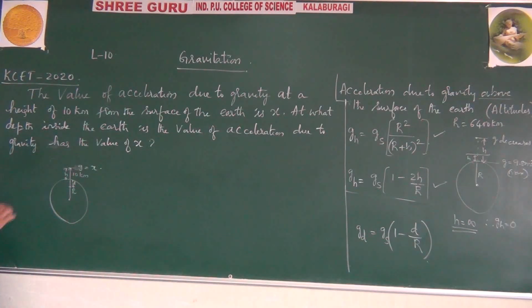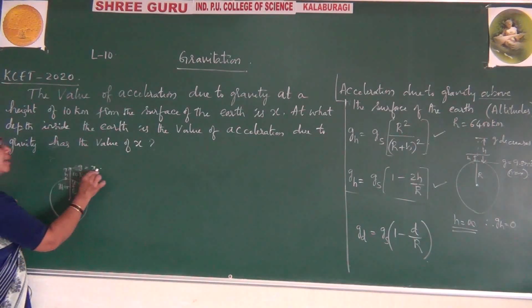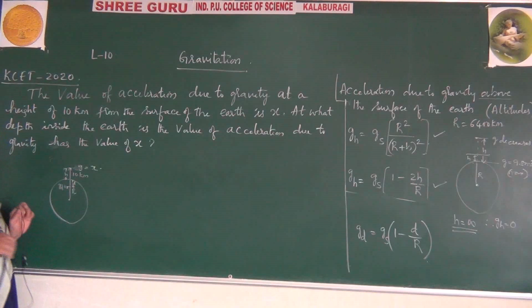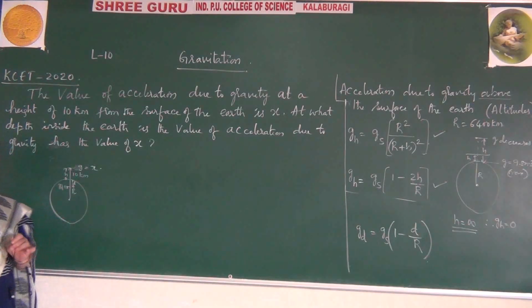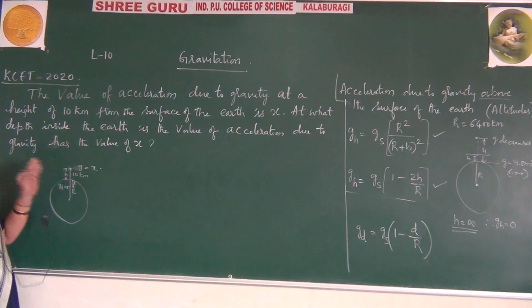At that point inside, they have said the acceleration due to gravity has the same value x. Here g_d is equal to x. So we have to calculate what this depth is. In this question you have to calculate the depth, at the point where this value and that value become the same. That is what they are asking. So please be aware.